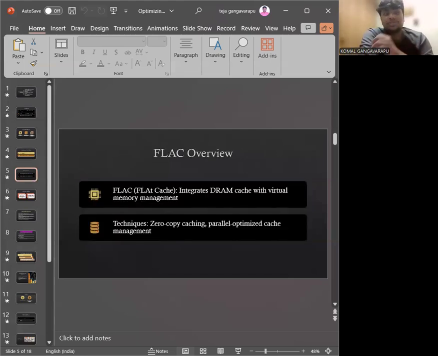Coming to FlatCache, the FlatCache overview. Okay.